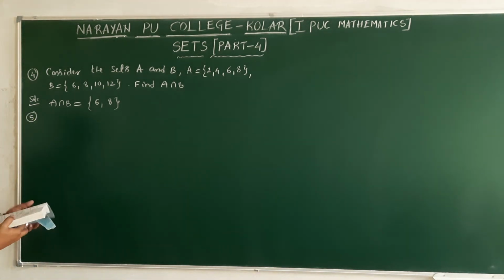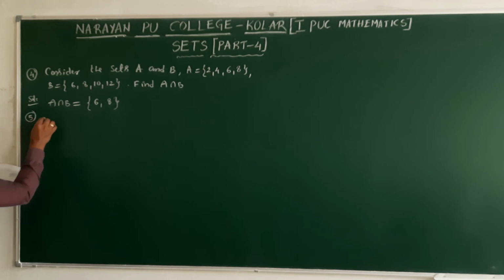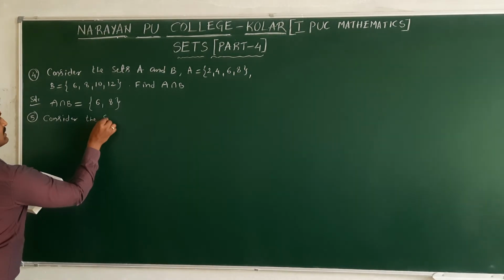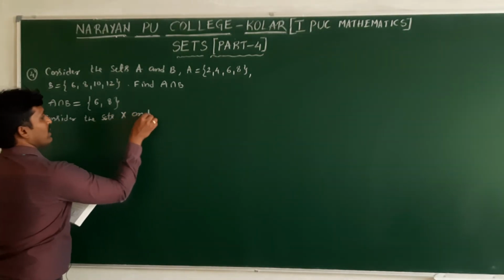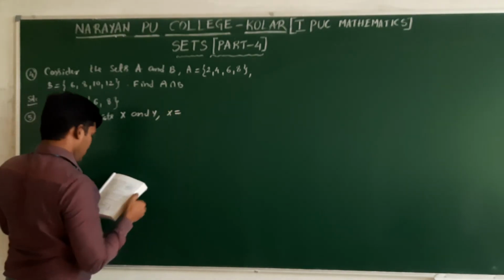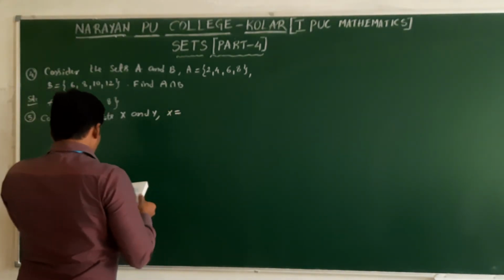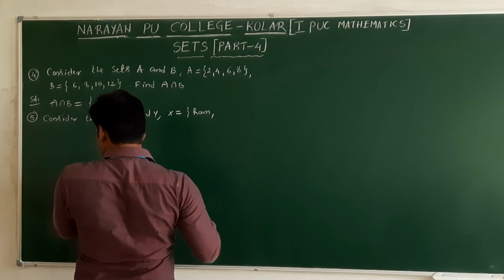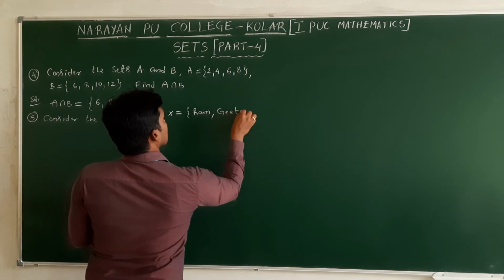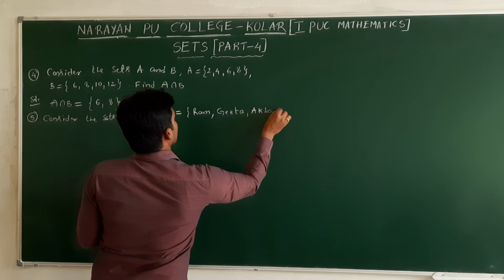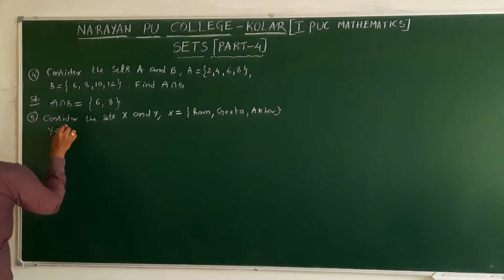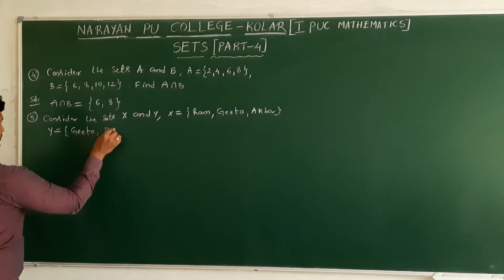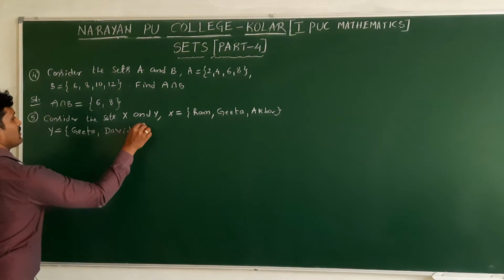Coming to the next, fifth one. Consider the sets X and Y, where X equal to Ram, Geeta, Akbar, and Y equal to Geeta, David, and Ashok.